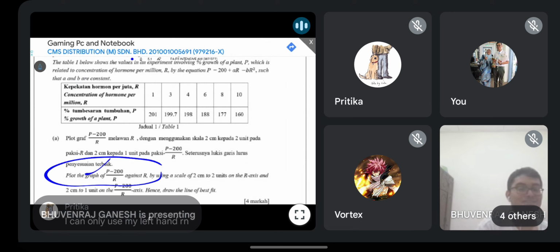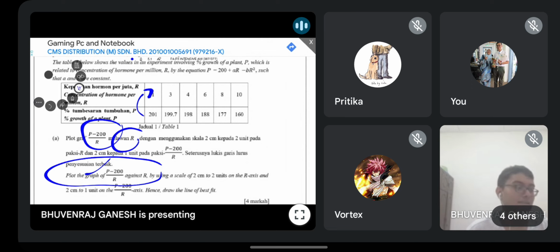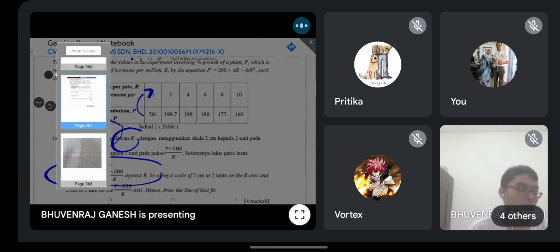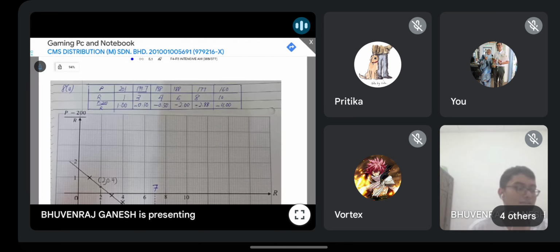Okay, P minus 200 over R against R. So this one basically you use all these values to construct a column for P minus 200 over R. I think there should be no problem, this one is basic only. But then it depends on your graph again. So you all can see how to plot this graph. Okay, so it looks something like this.